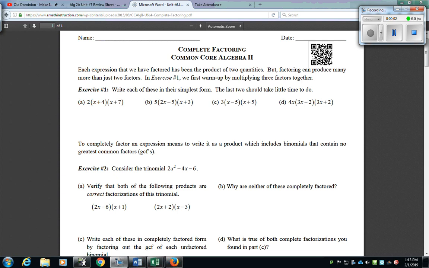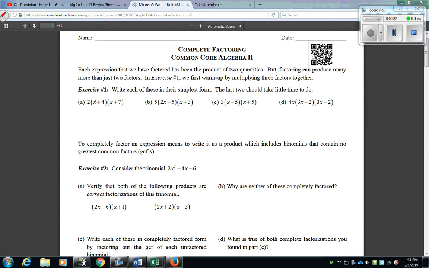We're going to talk about complete factoring today, and we're going to go through some new techniques you can use to help you with factoring. Exercise 1, which we're going to start at, is just reviewing some of the properties we talked about before when we talked about FOIL and multiplying binomials and distributing. So I'm just going to do the first one.